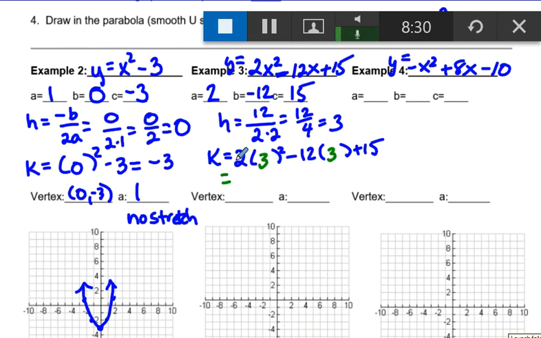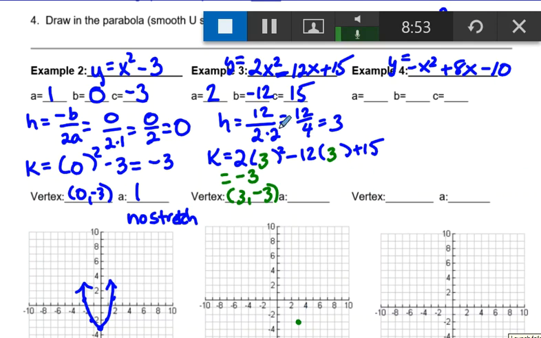Let's see, I get 9, 18 minus 36 is -18 plus 15 is -3. I think it makes sense to me that it's -3, but I could be making a mistake. That's what you got though, right? -3? Yeah. So 3, -3. Mark it. Oh, good. All right. We're all agreeing now.